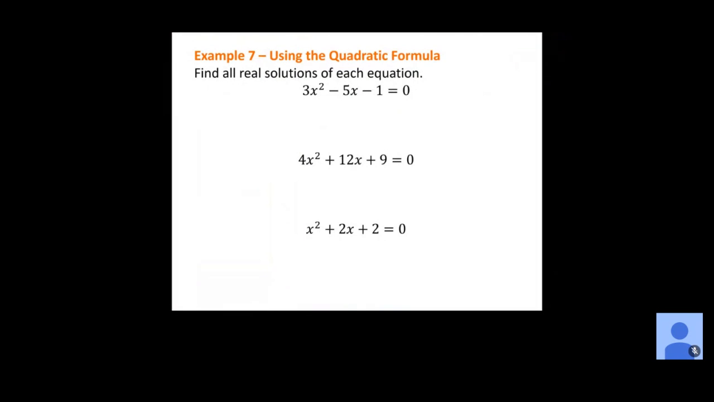There we go. Okay, so 3x squared minus 5x minus 1 equals 0. All right, so again, we're going to use the quadratic formula this time. So our quadratic formula is x equals negative b plus or minus the square root of b squared minus 4ac, all over 2a.